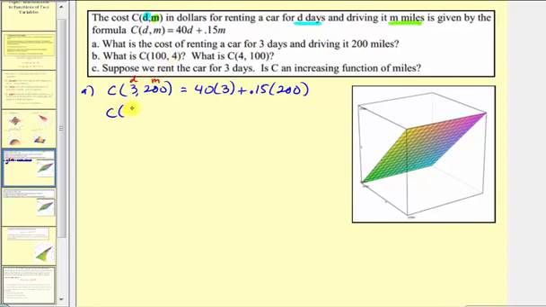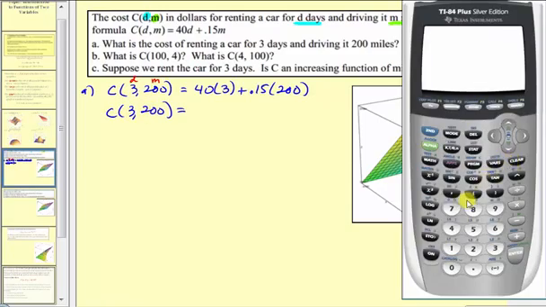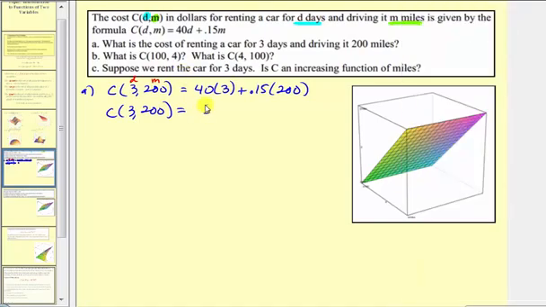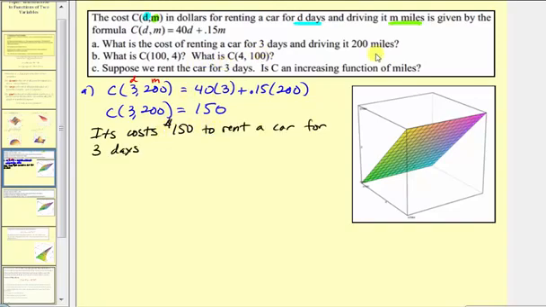So notice how we substituted 3 for d and 200 for m. Let's go ahead and find this function value on the calculator. So we have 40 times 3 plus 0.15 times 200 is equal to 150, which means it costs $150 to rent a car for 3 days and drive 200 miles.